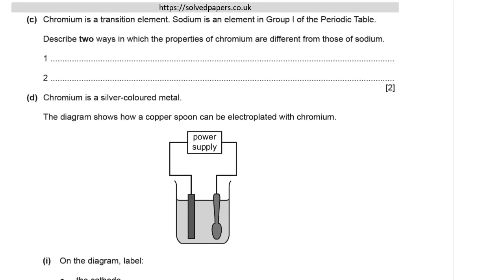Part C, chromium is a transition element. We had mentioned that earlier on. Sodium is an element in group 1 of the periodic table. Describe 2 ways in which the properties of chromium differ from those of sodium. Okay, one is the melting point. Chromium has a higher melting point than sodium.